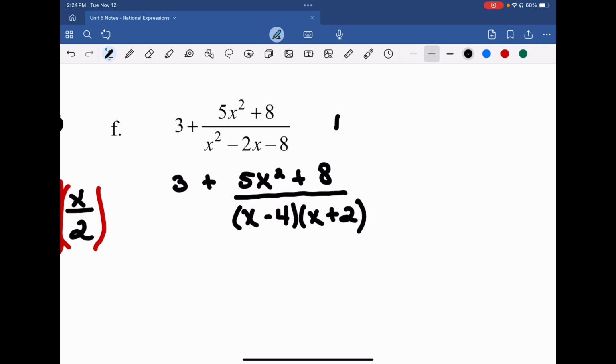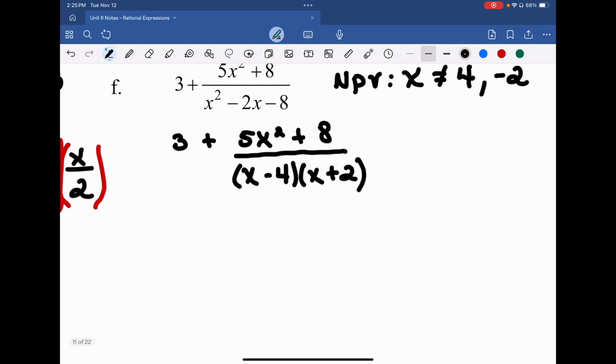Perfect. Now that I'm at this situation, let's state our NPVs right at the top, just like we've done before. X cannot equal, well, if it equals positive 4, this is 0, and if it equals negative 2, this is 0. So we look at this and we say, as long as it's not either one of these numbers, we're going to be happy. Now what I'm going to do is my LCD, which I'll state below here, is going to be this x minus 4, x plus 2.